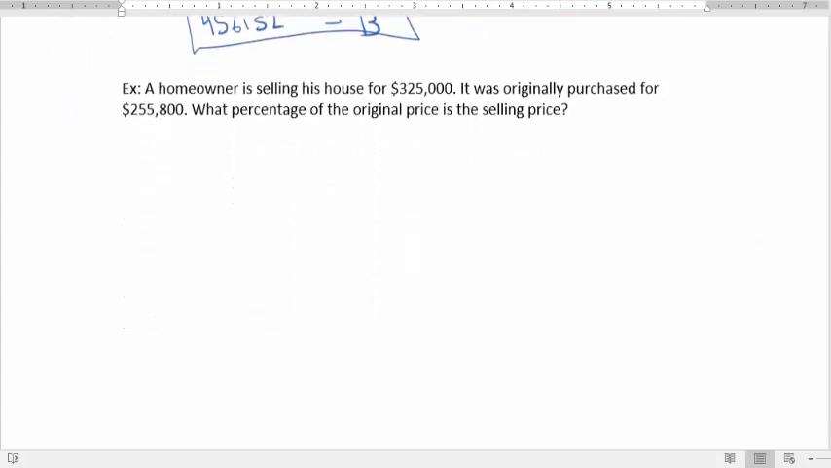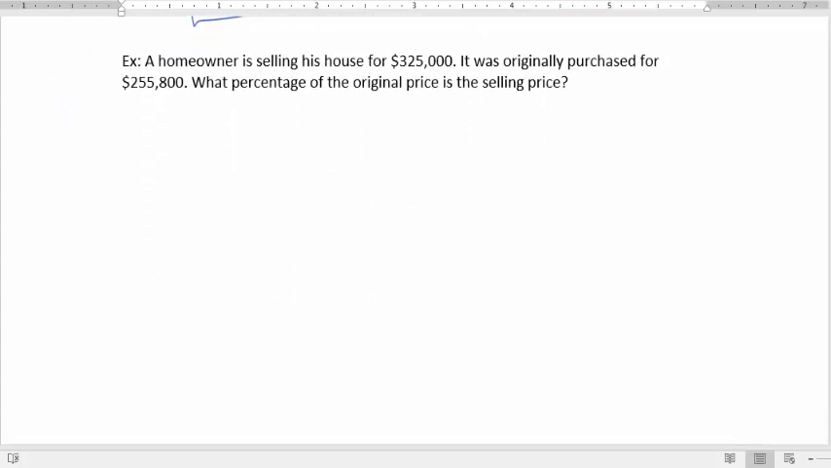And then in this last one, a homeowner is selling his house for $325,000. It was originally purchased for $255,800. What percentage of the original price is the selling price? This one is a little bit different because you want to think of the original as your base, right? It was originally purchased for $255,800. So you're thinking of the starting value. That is going to be your base in this case, and your selling price, that's going to be your amount. And then you're trying to find what percentage. So the p is the unknown in this case.